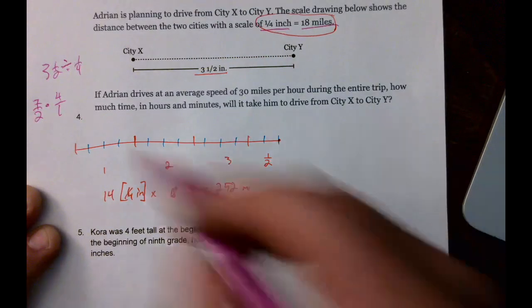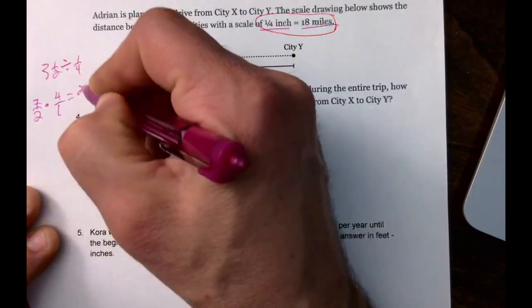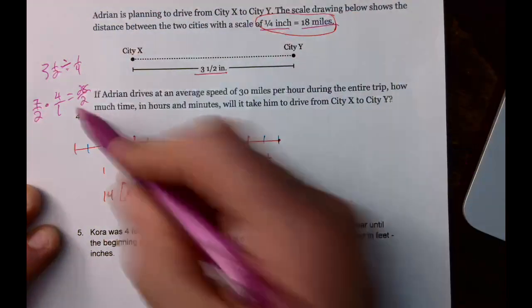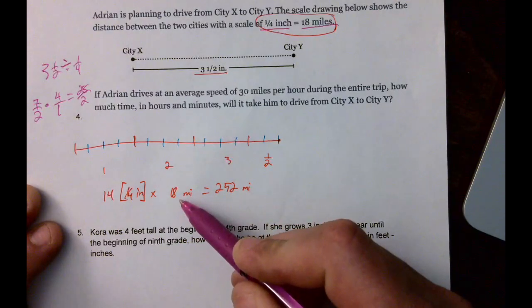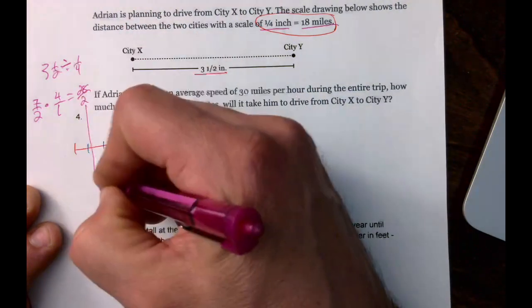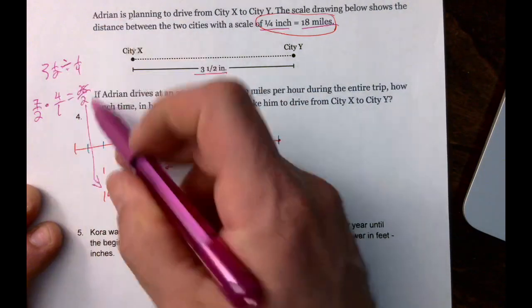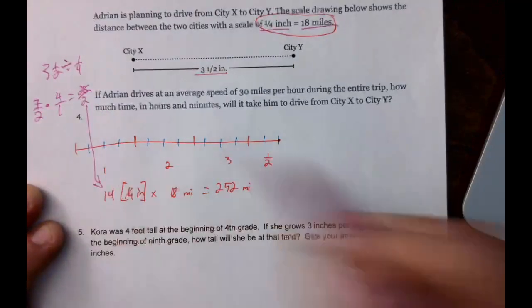So what do you do there? Well, you get 7 times 4, that's 28, divided by 2. Voila, hey, it's 14. 14 1/4 inches, and then 18 miles for each of those quarters. All right, so there's the equation basis for what my drawing is actually showing.